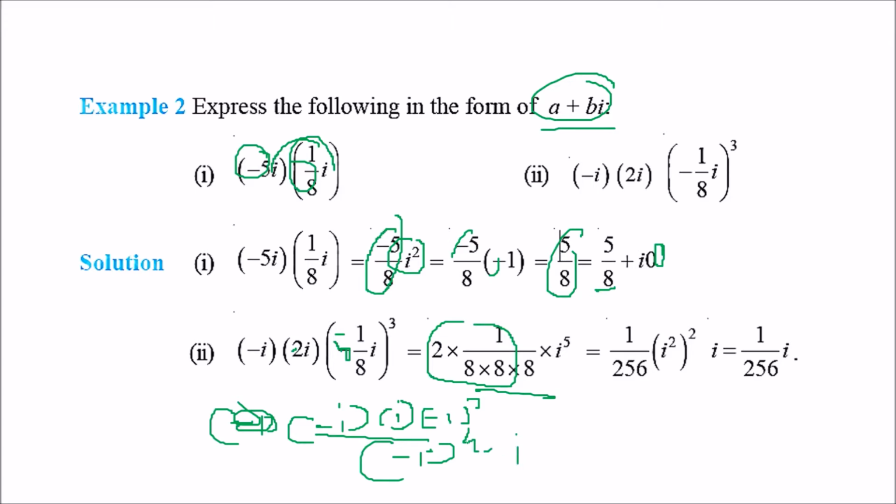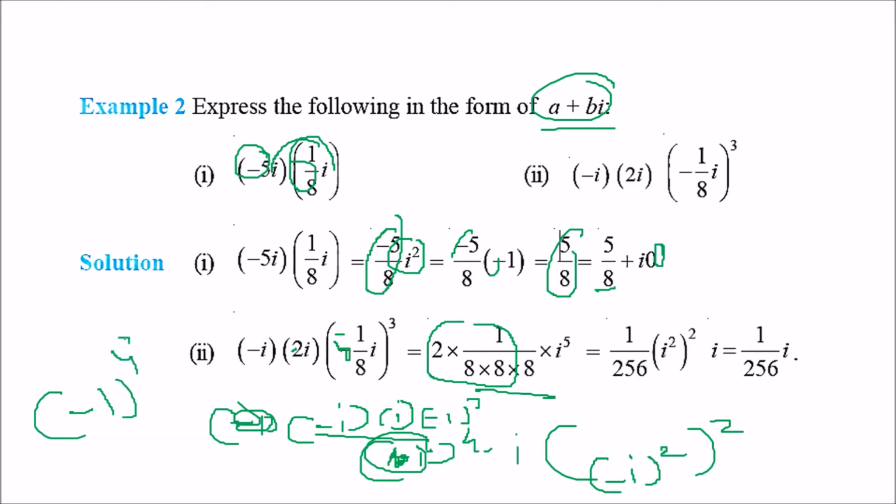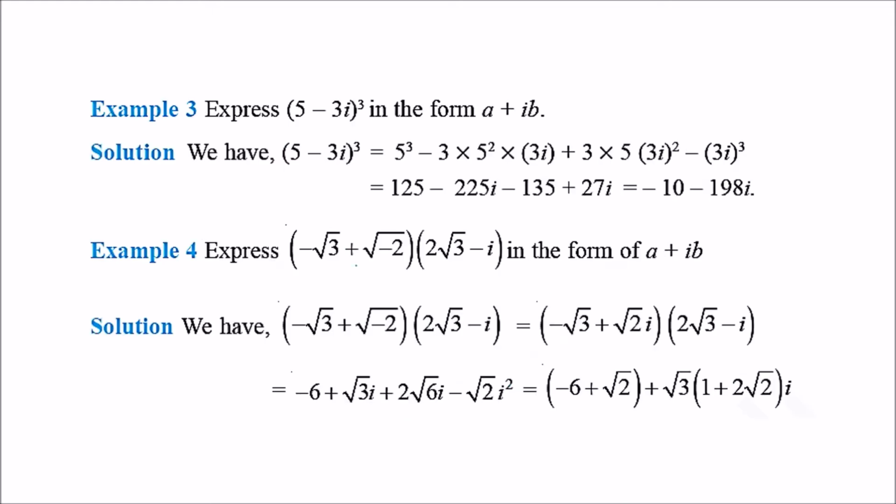What is this going to give you? Minus I to the power 4 will always give you plus, because any minus 1 to an even power is going to give you positive. So let us forget about this. I square is minus 1. This is minus 1. Minus 1 square is 1. So you will get only I. 1 by 256 into I.